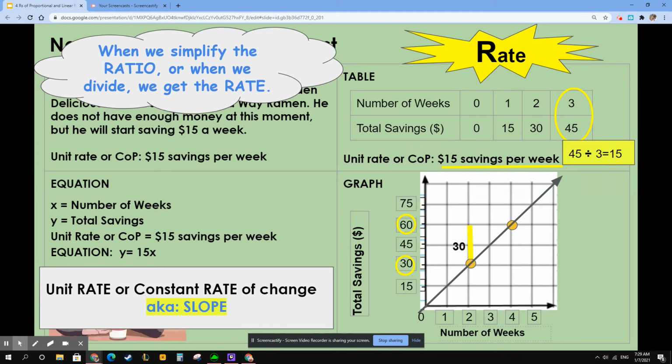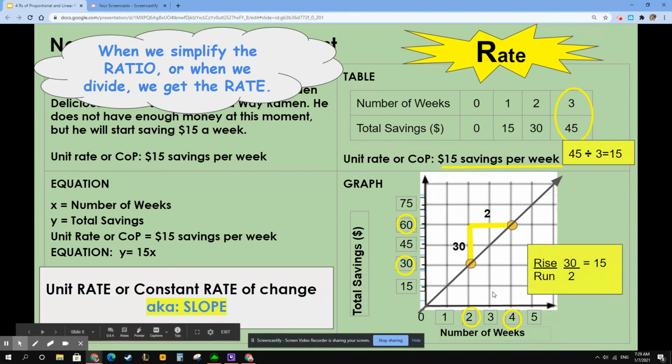Then we will run. We connect those 2 points, and again we count the steps. You can see it starts at 2, going to 4, and that is a total of 2 steps. Put them together, rise over run. The rise is the one that goes up and down, so that's 30. The run is the one that goes across, so that's the 2. We write them as the ratio, 30 over 2. We simplify it or divide, and we get 15, which is the same as the first one.